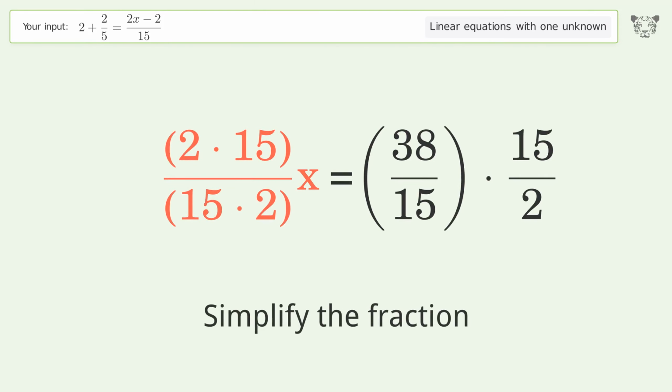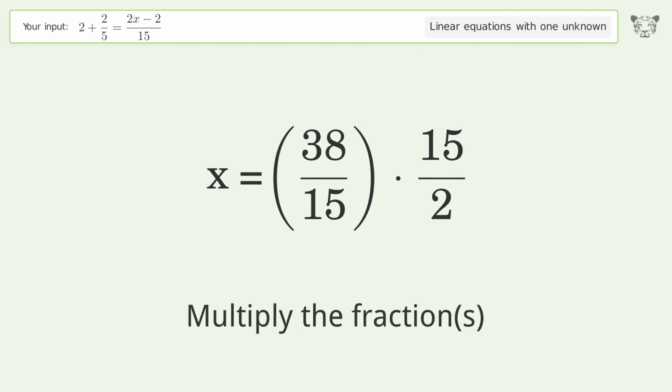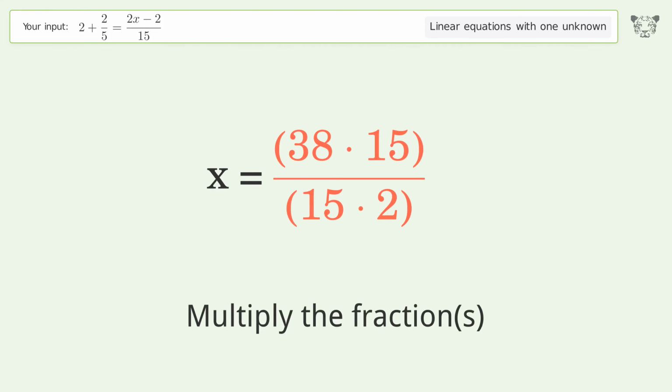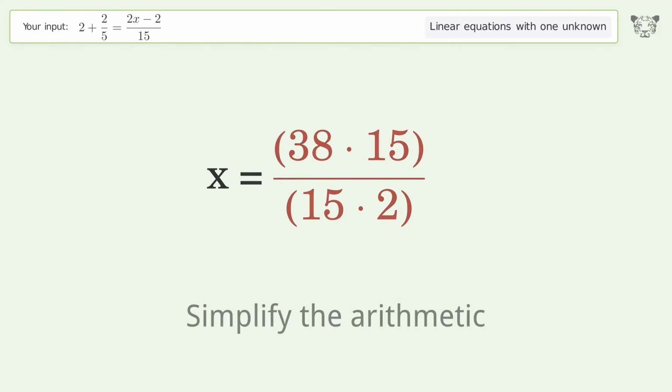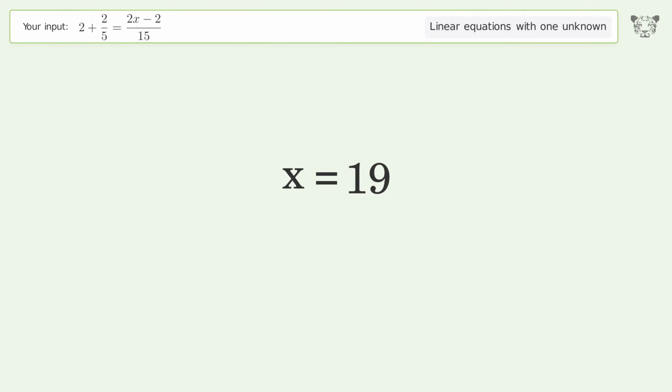Simplify the fraction. Multiply the fractions. Simplify the arithmetic. And so the final result is x equals 19.